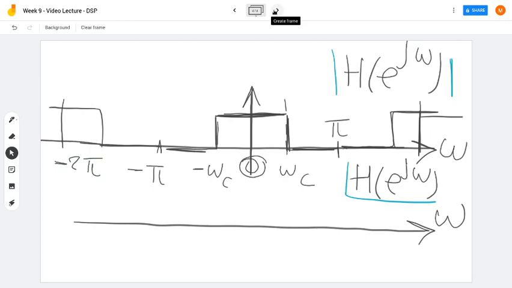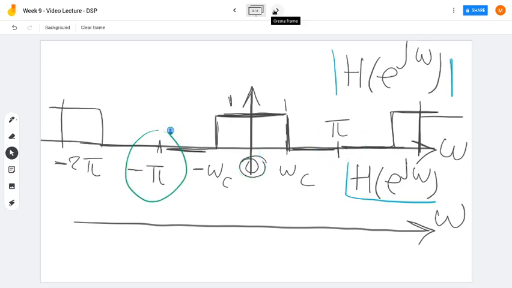Okay, so this is basically an ideal low-pass filter, and by ideal we mean that the pass band is flat, the gain is 1, the stop band is flat, the gain is exactly 0, and that we have a sudden transition from the pass band to stop band. This is what's meant by ideal filter. Now, this is a low-pass filter because it allows the lower frequencies to pass around 0 and kills the higher frequencies at pi and minus pi.